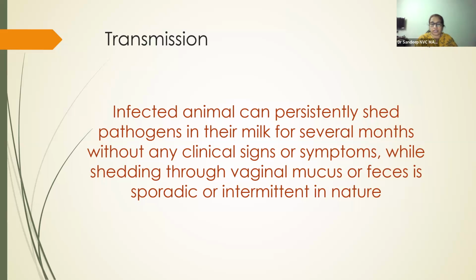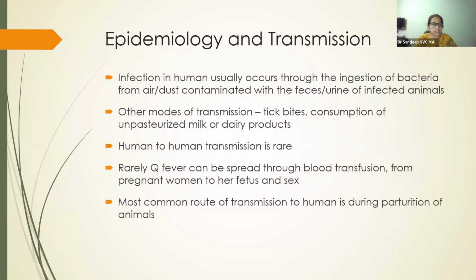Because of that, it is very important in the transmission, and in case of zoonosis also. Now, coming to the zoonotic point of view, infection in humans usually occurs through the inhalation of bacteria from air, as we just saw in the cycle, or dust contaminated with the feces and urine of infected animals. Other modes of transmission are tick bite and consumption of unpasteurized milk or dairy products.